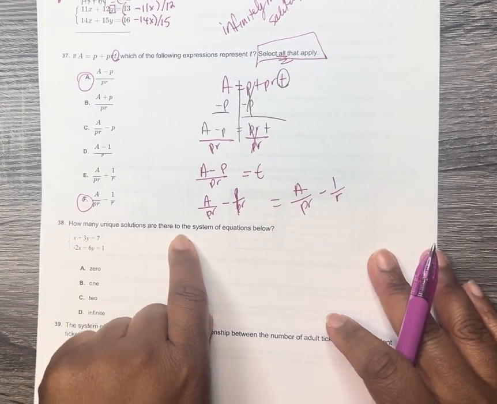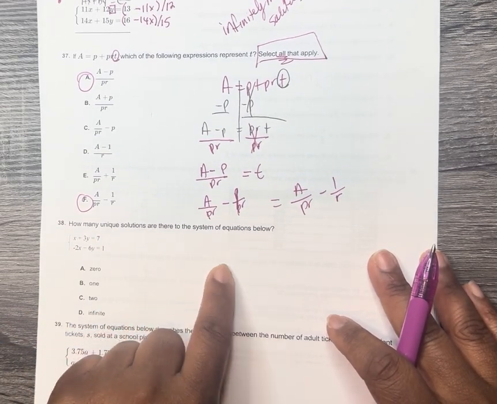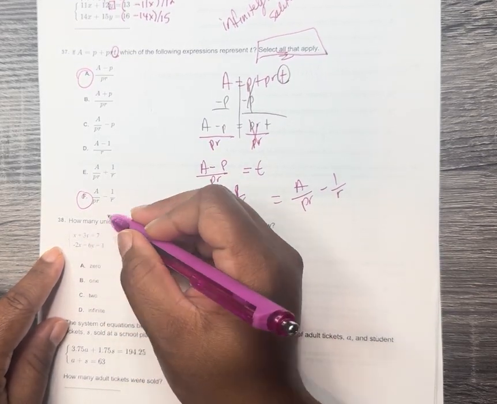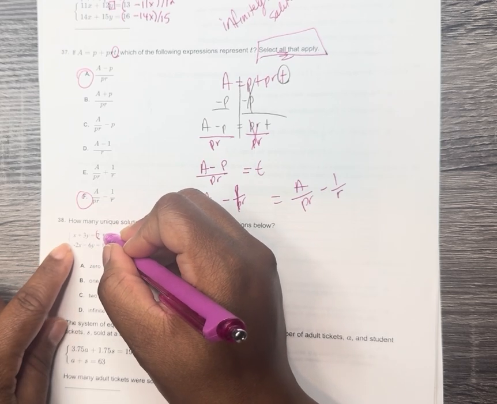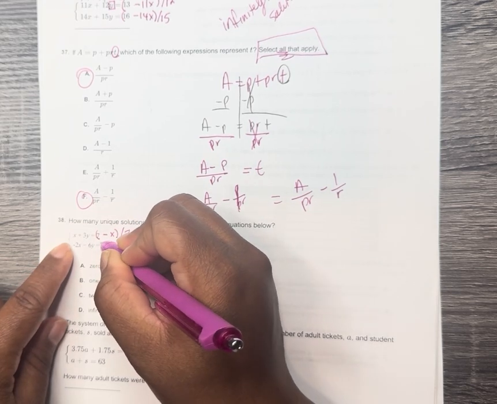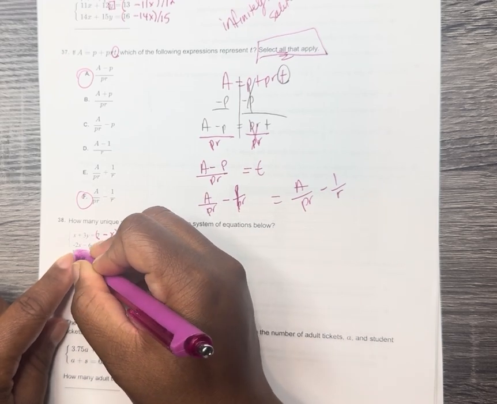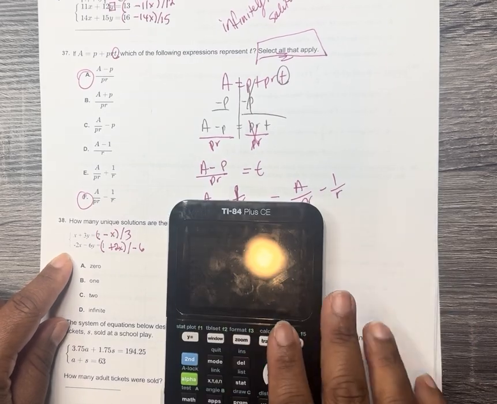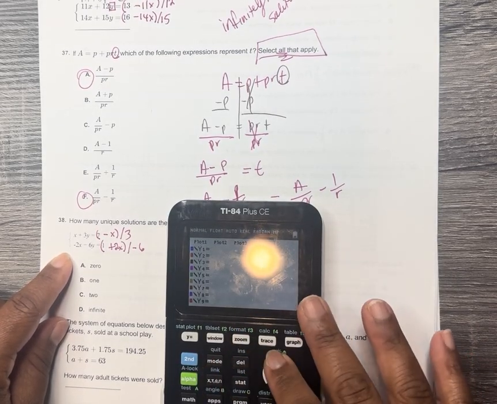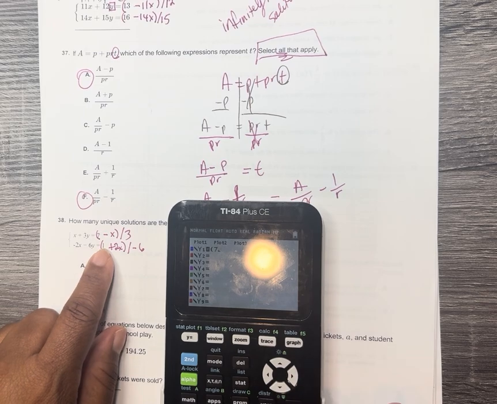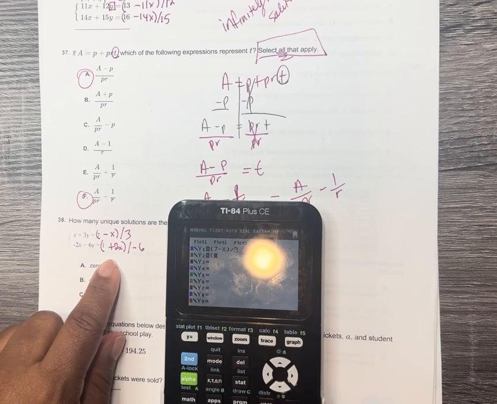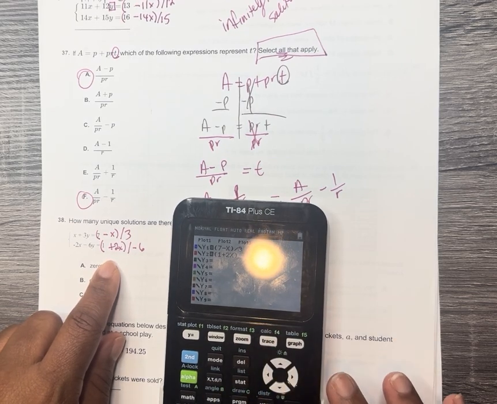38, how many unique solutions are there to the system of equations below? Well, let's find out. Remember, they're not in y equals, but we can put them in that. So that's minus x, close parentheses, divided by 3. Here, plus 2x. Why? Because that's negative, so we change the sign. Divided by negative 6. And if we plug that in our calculator into our y equals, this is 7 minus x, close parentheses, divided by 3. Here it is 1 plus 2x, close parentheses, divided by negative 6. Graph.